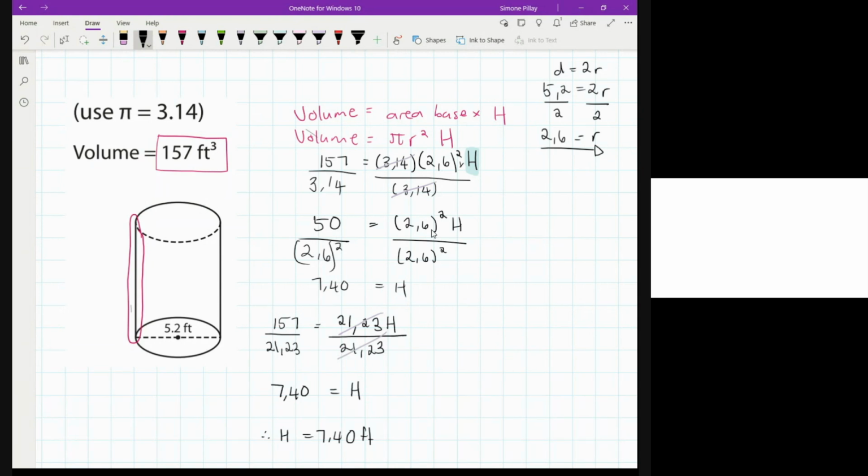Cool. So that's that. That was one of these types of questions where we were given the volume and we had to manipulate our formula and work around it to calculate one of our missing values.